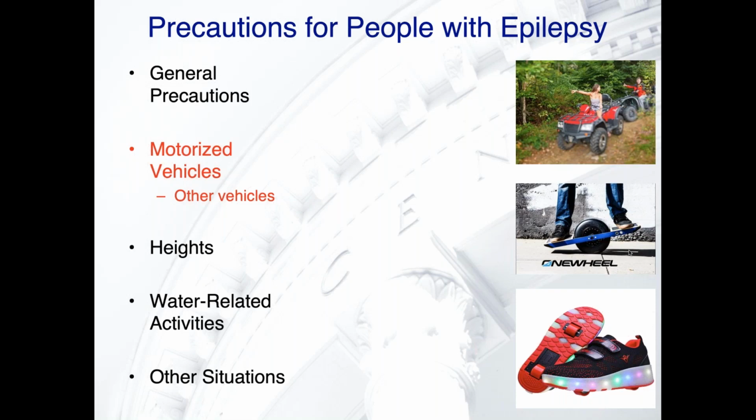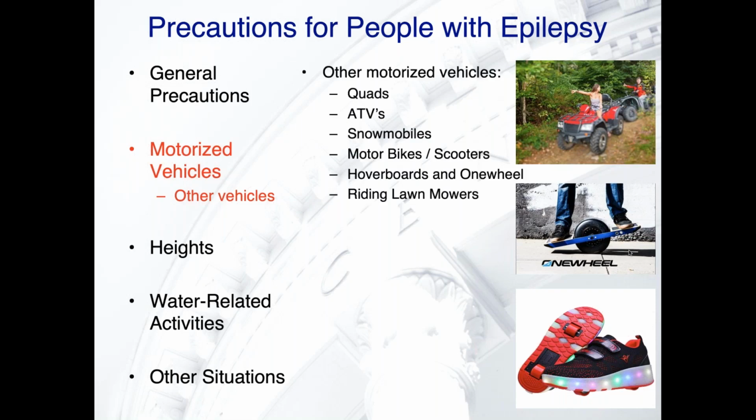Now, I always feel like a little bit of a hypocrite when I talk about this next section, but it's important for people to remember that it isn't just cars that you have to be careful with. You have to be careful with all of these other things: quads and ATVs, snowmobiles, motorbikes and scooters, hoverboards, this new thing called One Wheel, which I think looks like a lot of fun, but I'm worried I would never be able to do it. And even riding lawnmowers. Really, anything that is self-propelled and goes any significant speed, you need to exercise caution with and use that same general rule of thumb that you would apply to driving.